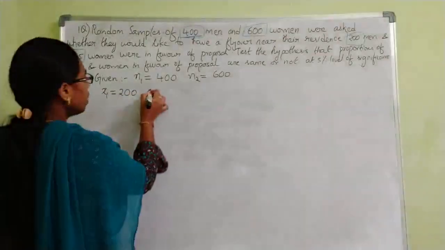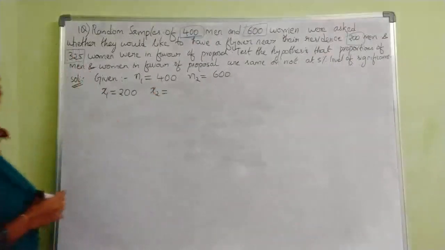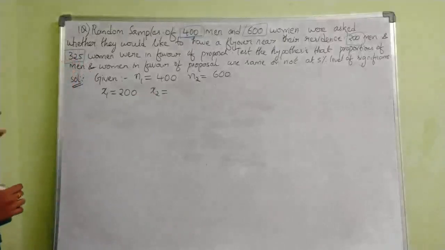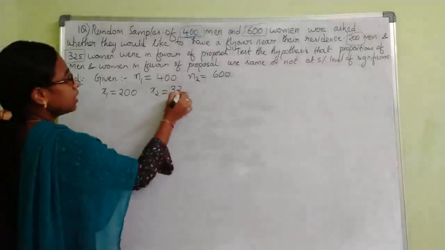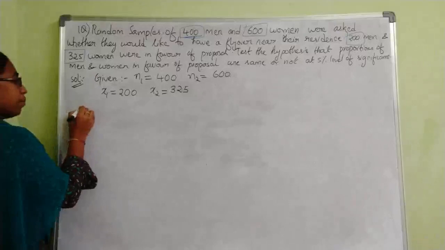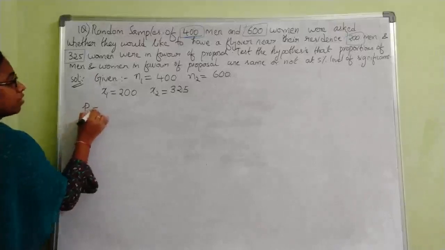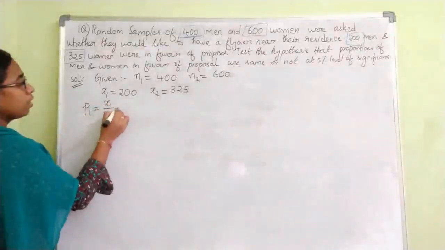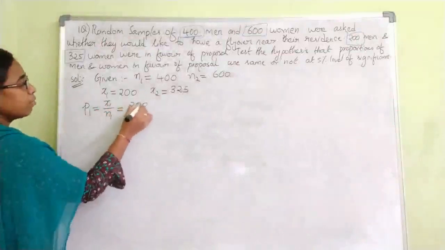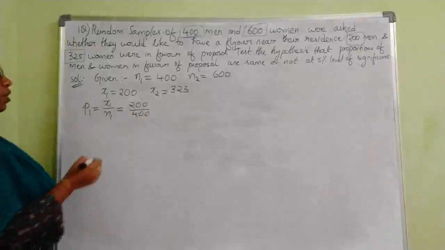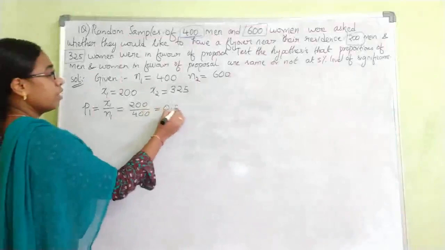Similarly, X2 equals the number of women in favor of the decision. Out of 600, 325 are in favor of the proposal. So N1, X1, N2, X2 are given. Now find P1 and P2, the sample proportions. First sample proportion P1 equals X1 by N1, which is 200 by 400, 2 by 4, 1 by 2, equals 0.5.